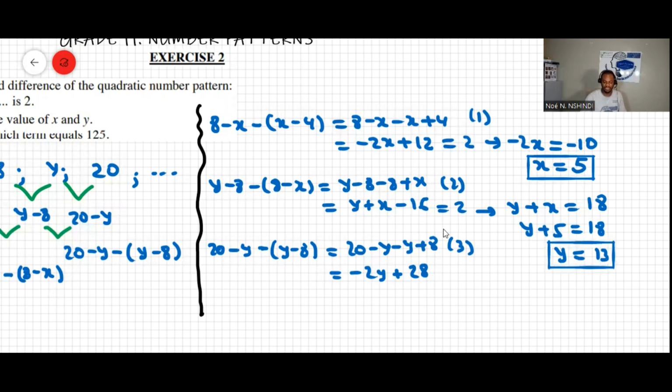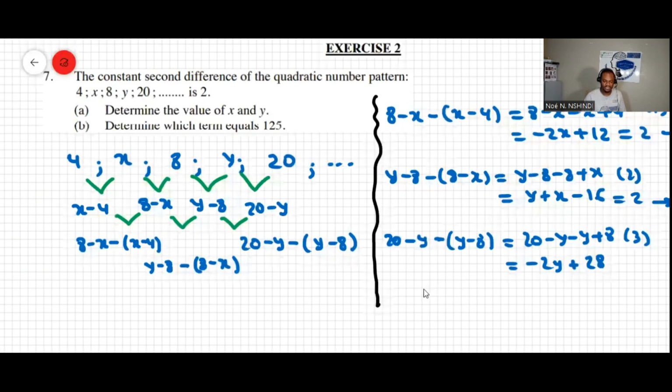I don't need to work this one out, because we already found y. If I say this is equal to 2, it will just prove that y is equal to 13. Okay, that was question A.